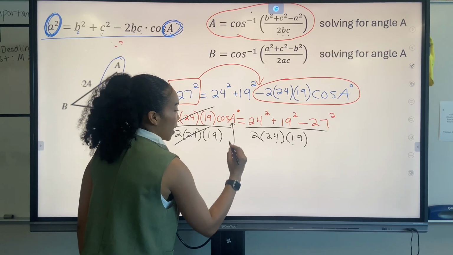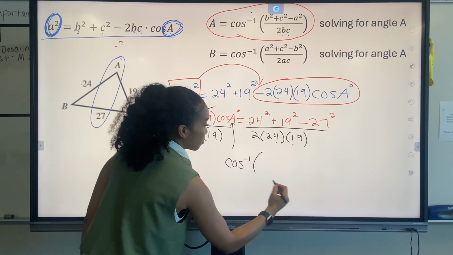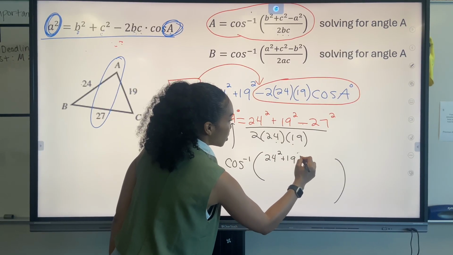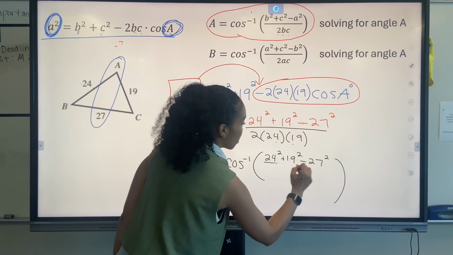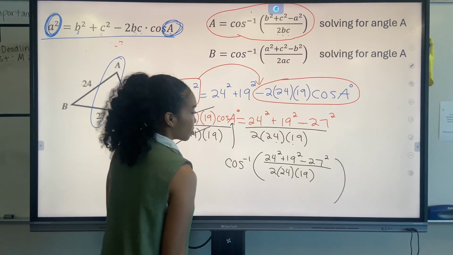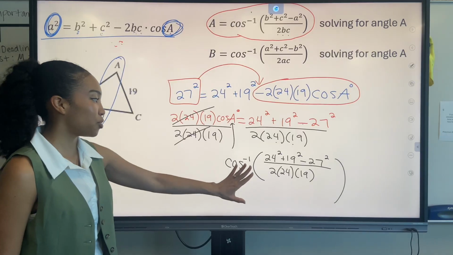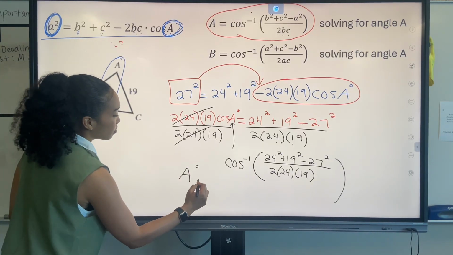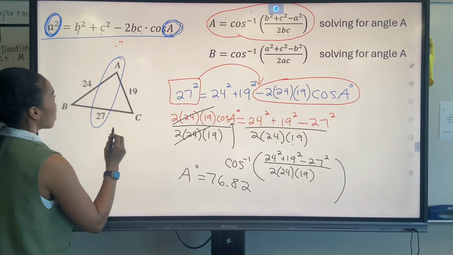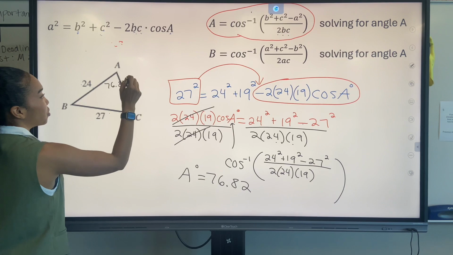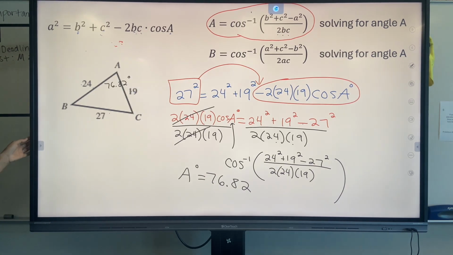If you want angle A, you must do the inverse. And it's just all of this repeated. 24 squared plus 19 squared minus 27 squared over 2 times 24 times 19. So if you type this into the calculator, let me know what you get for angle A. Thank you. All right, so that's angle A, 76.82 degrees.